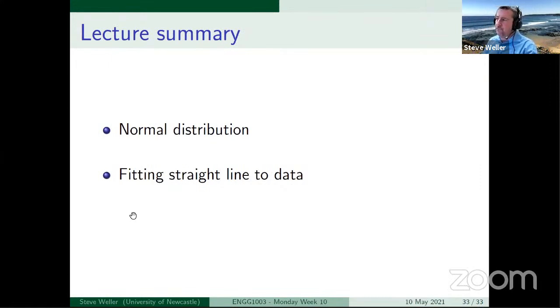So, lecture summary. We covered two different topics today. We extended the normal distribution to be able to generate normal or Gaussian random numbers with a specified mean and standard deviation, or a specified central point and spread. And then I showed you how to use a call to a SciPy library in order to fit a straight line to some data, and I gave you a couple of applications of that. So we're done with the lecture.